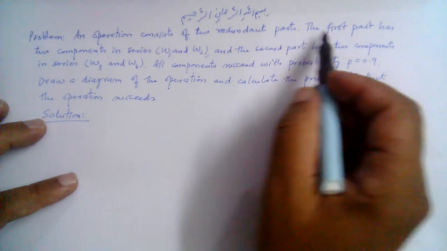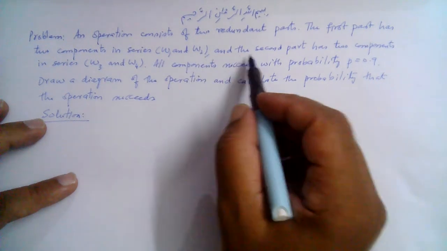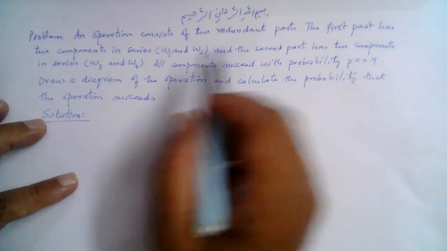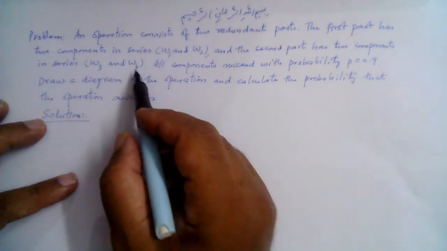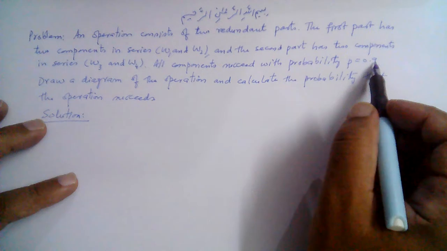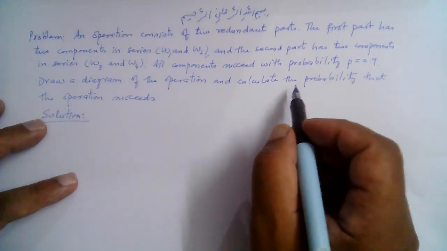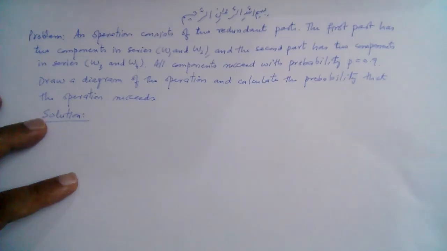An operation consists of two redundant parts. The first part has two components in series, W1 and W2, and the second part has two components in series, W3 and W4. All the components succeed with probability P equal to 0.9. Draw a diagram of the operation and calculate the probability that the operation succeeds.